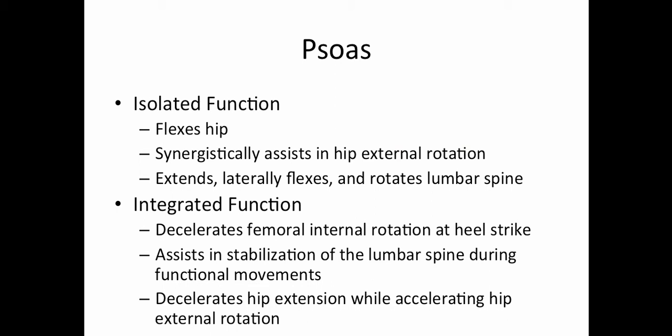The isolated functions of the psoas are that it flexes the hip, and it synergistically assists with hip external rotation. It extends, laterally flexes, and rotates the lumbar spine. The integrated function of the psoas is that it decelerates femoral internal rotation at heel strike. It assists in stabilization of the lumbar spine during functional movements, and it decelerates hip extension while accelerating hip external rotation.